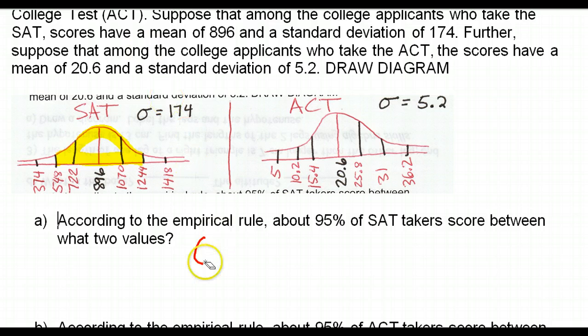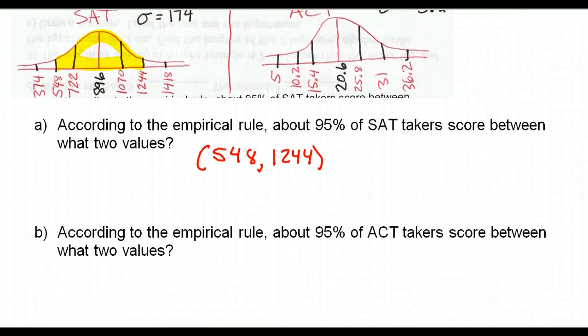We could write that as an interval. I guess they didn't ask it that way. Okay, I'm going to write it as an interval anyway. So 95% of the test takers score between 548 and 1,244. Okay, so what's next?